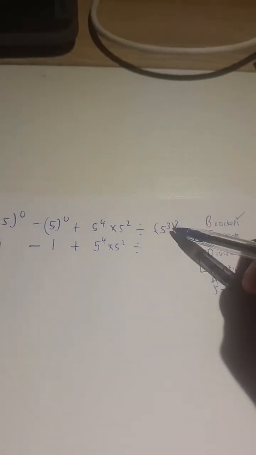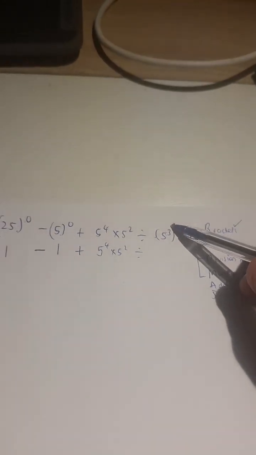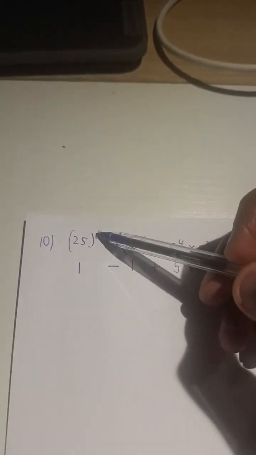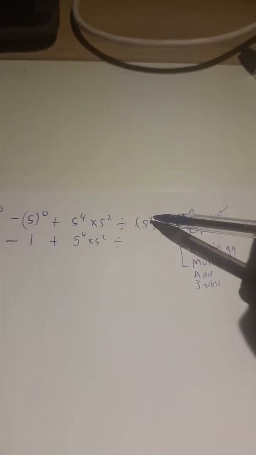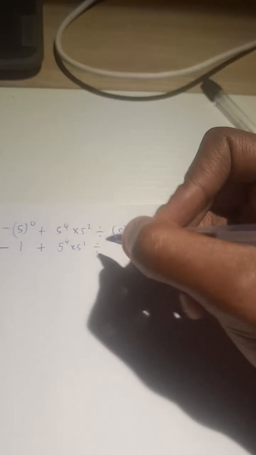Now here, there's another bracket. There's an exponent. So then we have to attend to that. Okay, brackets, exponents. That's why brackets, exponents, we attend. So I've left this for now, but I'm going to attend to this.